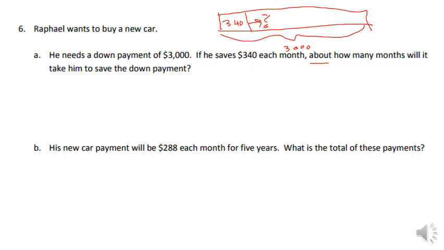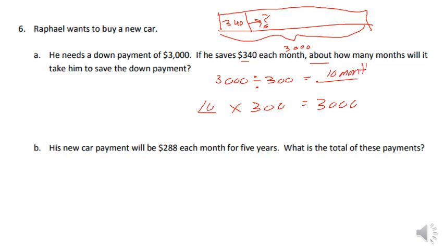Okay. So we can see 340 is closer to 300. So to solve this problem, we'd have to go 3,000 divided by 340, which is closer to 300 than 400, equals how many months? Okay. Well, I could also turn this around to fact family. It was something times 300 equals 3,000. And we could see that would be 10. So the answer would be approximately 10 months.